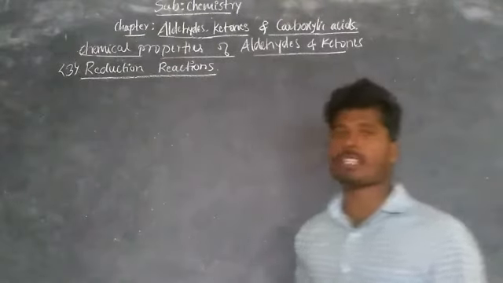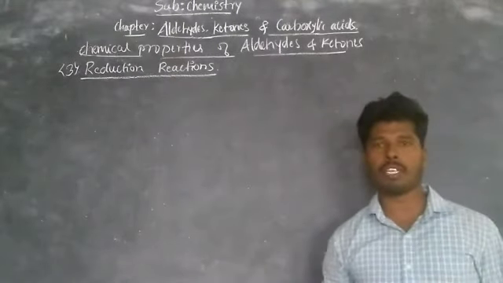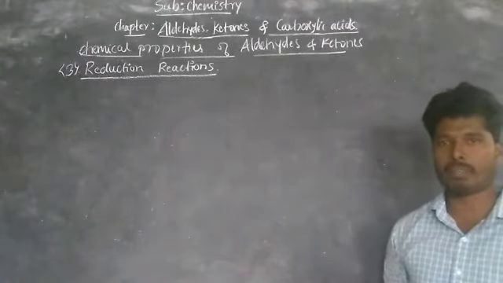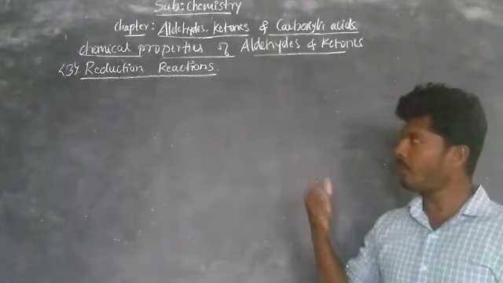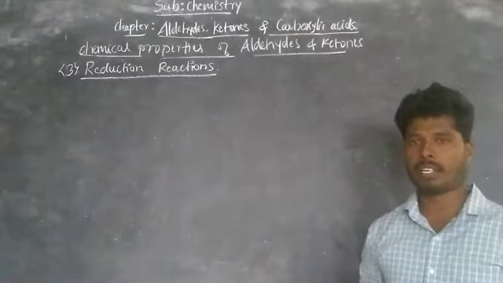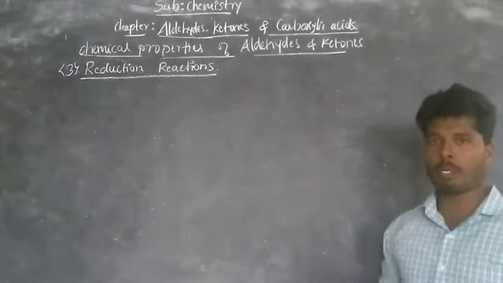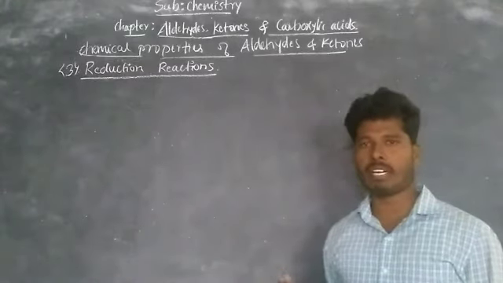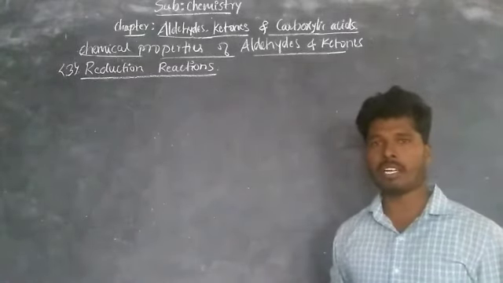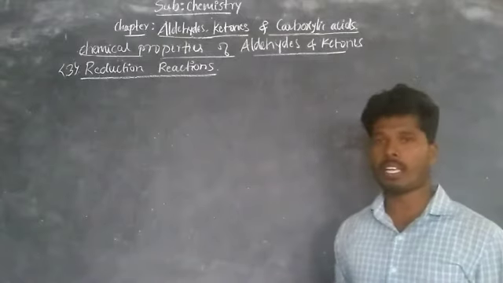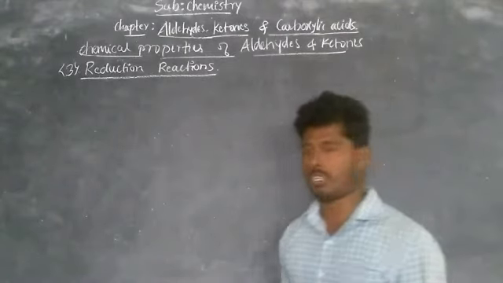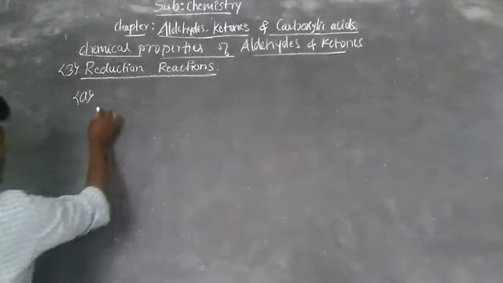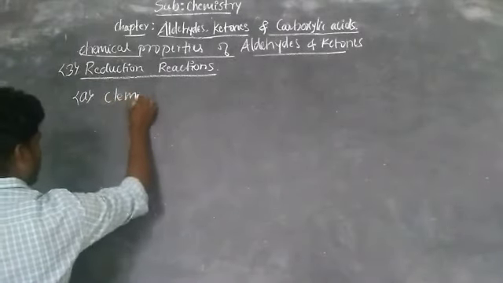So reduction is nothing but addition of hydrogen or removal of oxygen or addition of electron. These are the three ways we are defining the term reduction. Now in this chemical property we are studying two named reactions that are given in your syllabus. Now the first reaction is Clemmensen's reduction. Very important for your examination. The first one is Clemmensen's reduction.